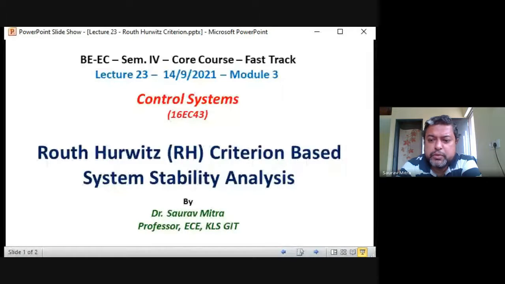So if there are 10 poles in a system, it's a 10th order system. That means the denominator equation will start with s raised to 10 plus coefficient s raised to 9 plus coefficient s raised to 8, and accordingly. That means there are 10 poles. If all the poles are in the left hand side of the S plane, then we call the system stable. What is meant by the system is stable?